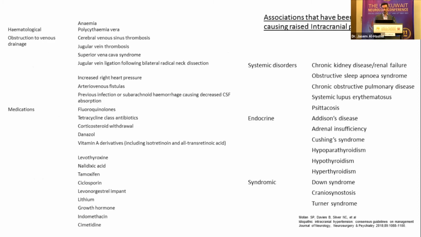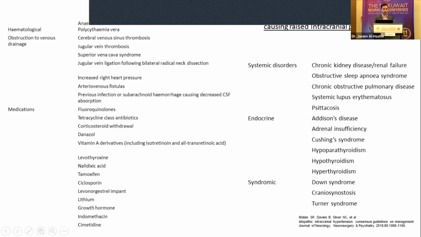Common associations that have been reported to cause raised ICP. So when you take a history, the most important thing is to check if the patient has a recent history of weight gain. This is a risk factor. If there is any hormonal imbalances. And of course, check for medications. So the common medications are fluoroquinolones, tetracyclines, which are given usually for acne or skin disorders, and the vitamin A derivatives. So you need to ask about that. If that is present, then of course we need to stop it.